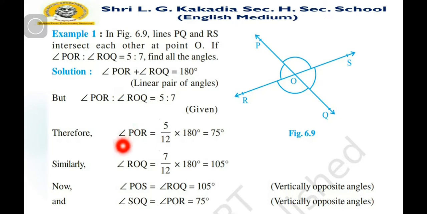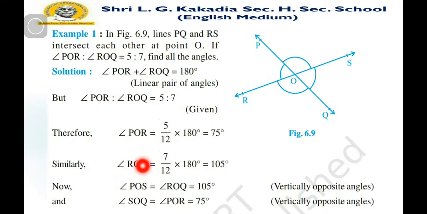So angle POR is equal to the part of POR, which is 5, out of the total parts, 12, multiplied by the sum of both angles, 180 degrees. Then POR is equal to 75 degrees. As well as ROQ, its part is 7 and total parts are 12, so 7/12 into 180 degrees is equal to 105 degrees.